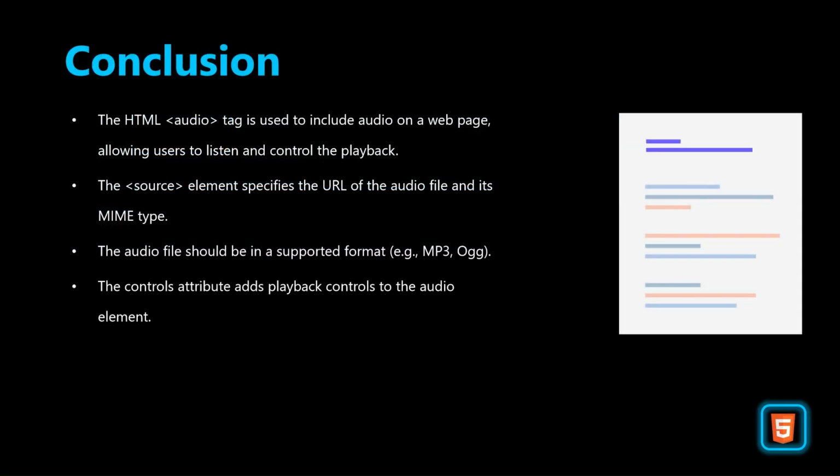Conclusion. The HTML audio tag is used to include audio on a web page, allowing users to listen and control the playback. The source element specifies the URL of the audio file and its MIME type. The audio file should be in a supported format, for example, MP3, OGG. The controls attribute adds playback controls to the audio element.